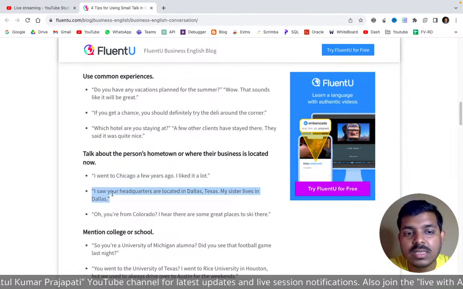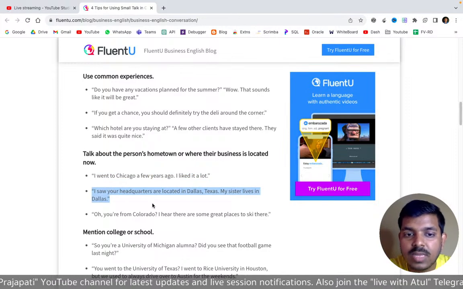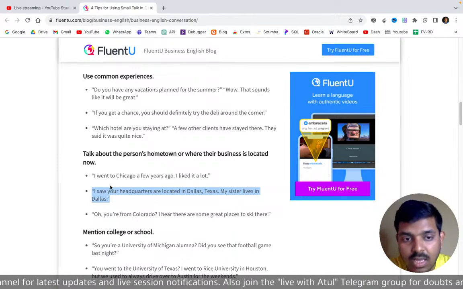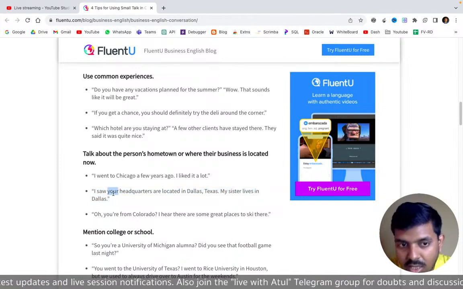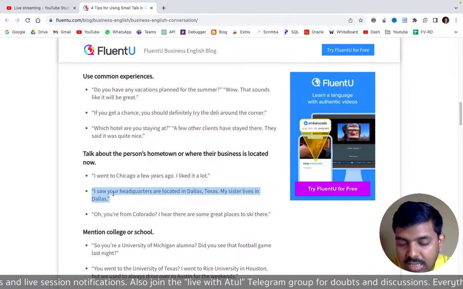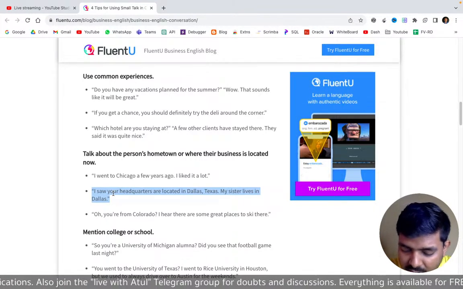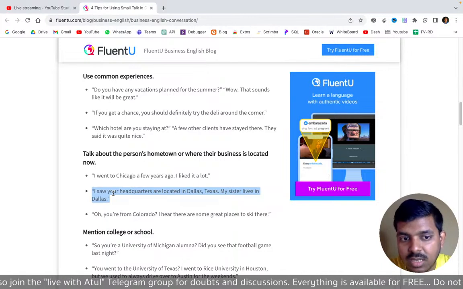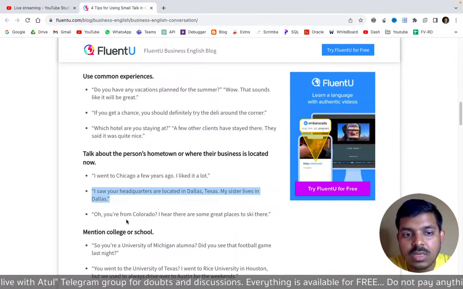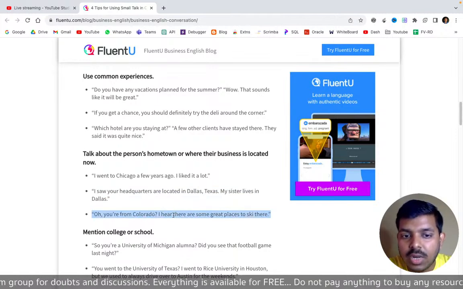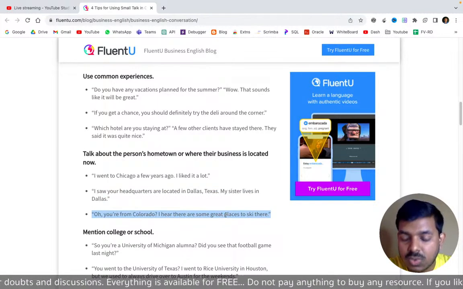Now you can see the second statement, that I saw your headquarters are located in Dallas, Texas. My sister lives in Dallas. So now it was about Chicago, and then he turned the conversation towards something which is a smaller city in that place. Then we had, oh, you are from Colorado. I hear there are some great places to ski there.